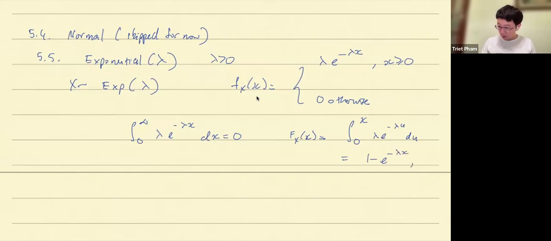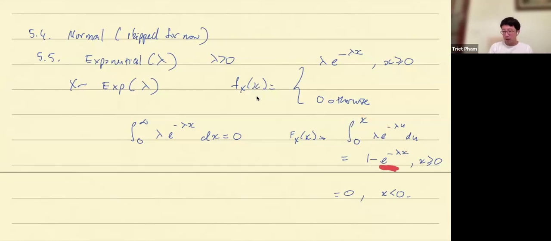But this is only true for x non-negative, right? And of course, it's equal to 0 if x is negative. Okay. And here, the uniform you can also do, but I didn't do the CDF of the uniform with you.